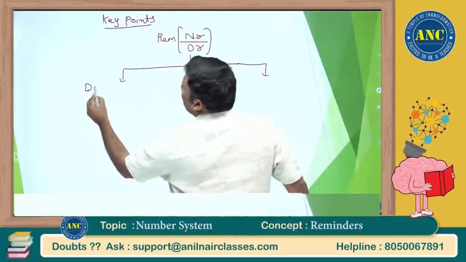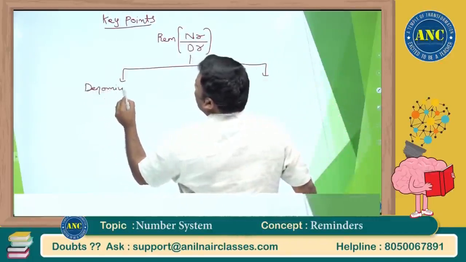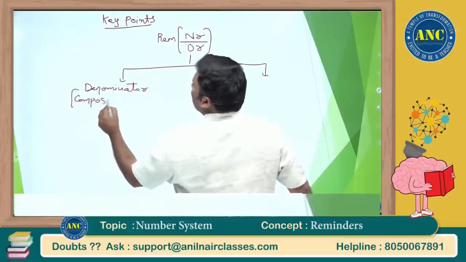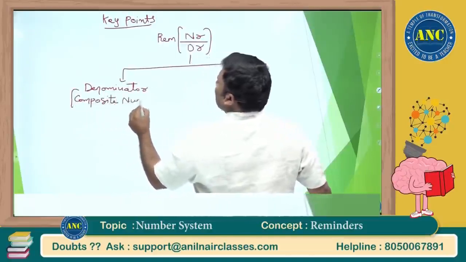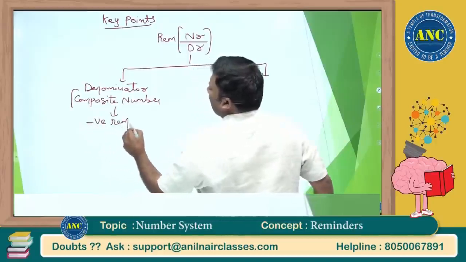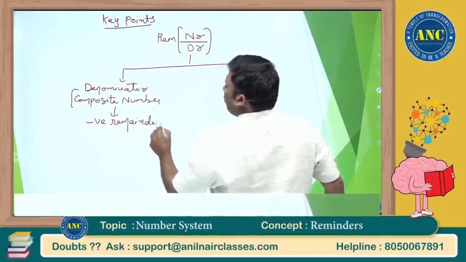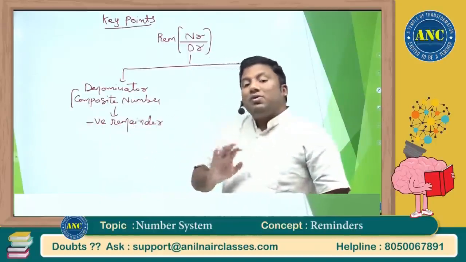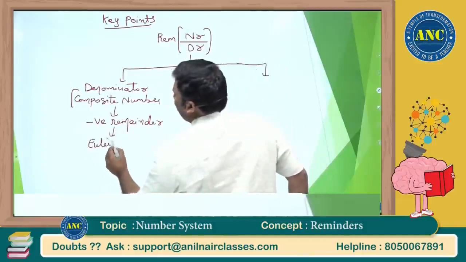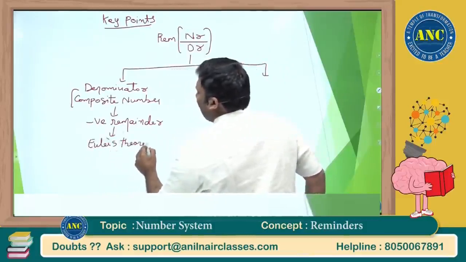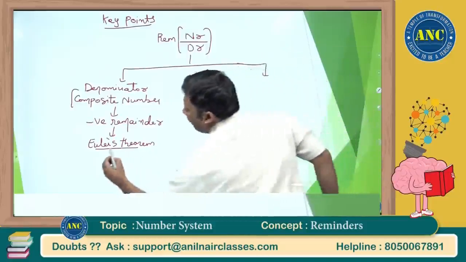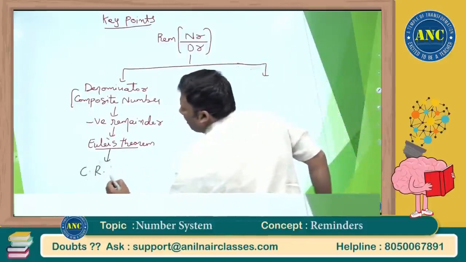When the denominator is a composite number, first we will try to solve the problem using negative remainder. Not all problems can be solved quickly using negative remainder. Then we will use Euler's theorem. But if Euler's theorem fails, then we have to go to the Chinese remainder theorem.